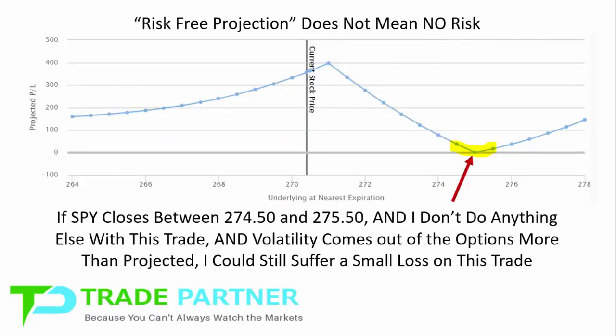Now, this risk-free projection, again, does not mean that there is no risk. If SPY closes between 274.5 and 275.5, and I don't do anything else with this trade, and volatility comes out of the options more than what the projections are showing, I could still suffer a small loss on this trade. All right, and it's generally in the small little area that you see shaded in yellow. That's about where I could suffer a small loss if SPY moves up there and has the volatility come out of the options.